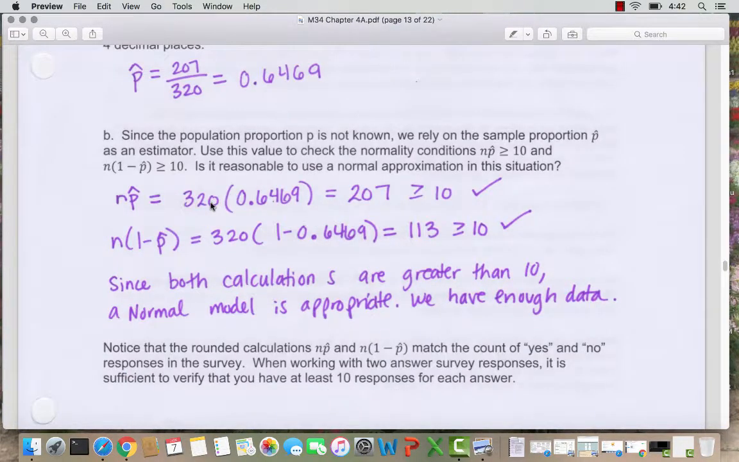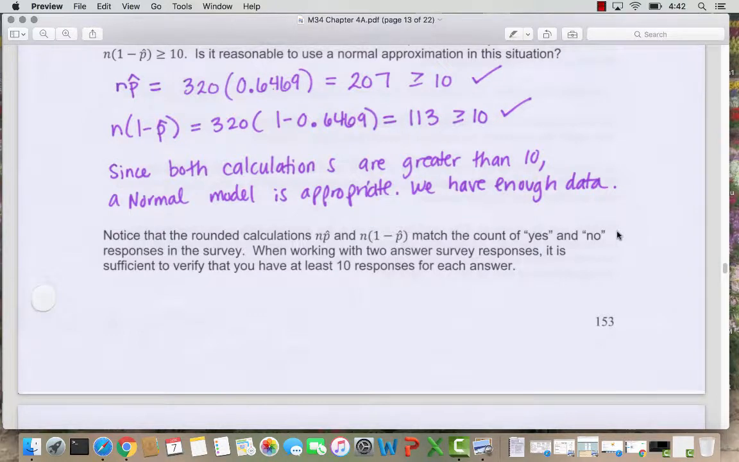You can work through the calculations. n times p-hat, 320 times 0.6469, gives you the 207, which is definitely greater than or equal to 10. So we can check and say that one's okay. If we do n times 1 minus p-hat, that's 320 times 1 minus our probability. That's 113, also greater than 10. So we can check that off. Since both calculations are greater than 10, a normal model is appropriate and we have enough data.